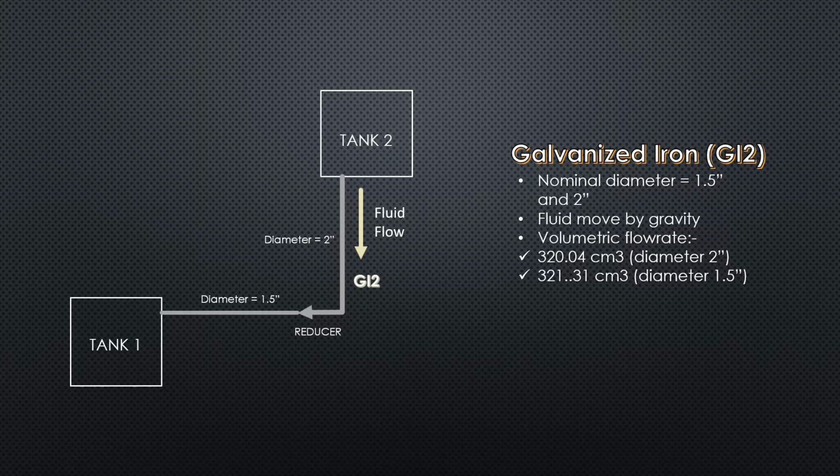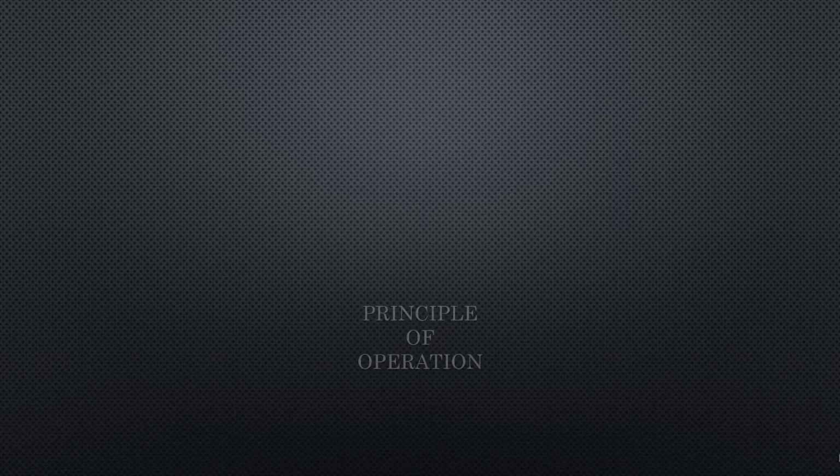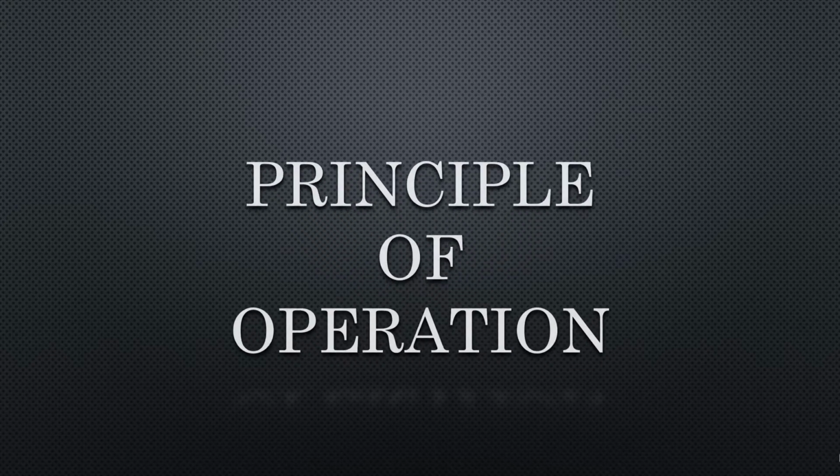So, if the flow rate from tank 2 is 320.04 cm3 for the 2 inch diameter, then the flow rate for the 1.5 inch diameter will increase to 331.31 cm3. Now we will move to the principle of operation for this experiment.